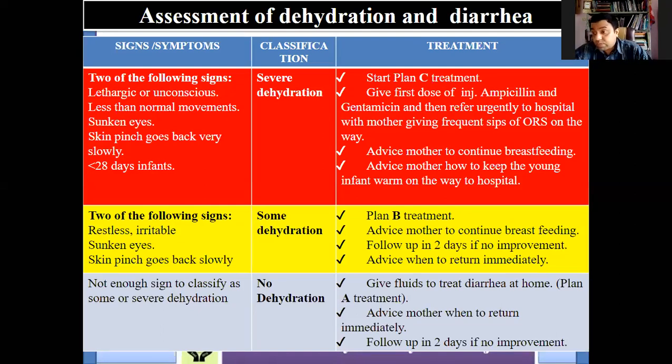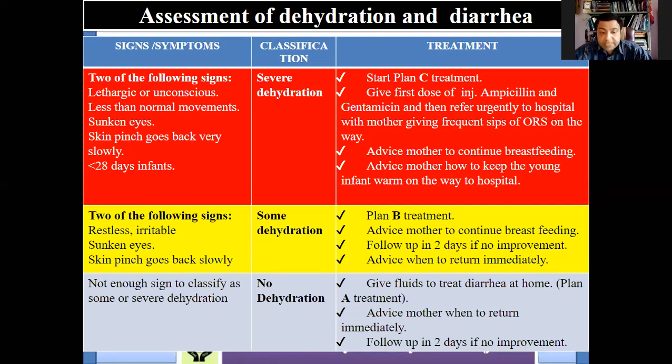But how to give ORS? Do we need RL, ringer lactate? Definitely we need ringer lactate for plan C treatment. Start plan C treatment means ringer lactate solution. And despite ringer lactate, we need to manage with some antibiotics. According to the IMNCI guideline, ampicillin and gentamicin, then we need to give ORS, ask for breastfeeding and prevention from hypothermia.